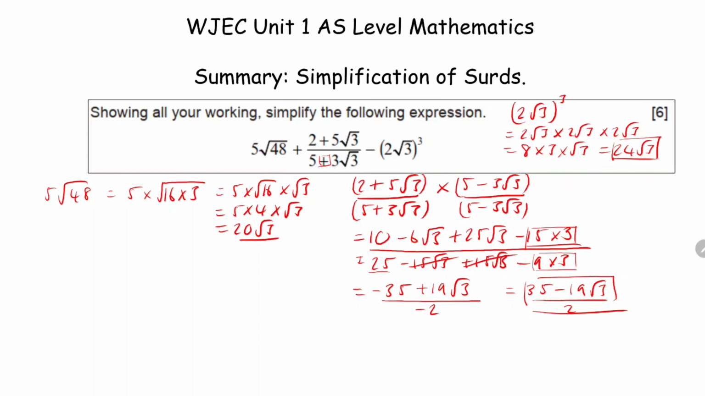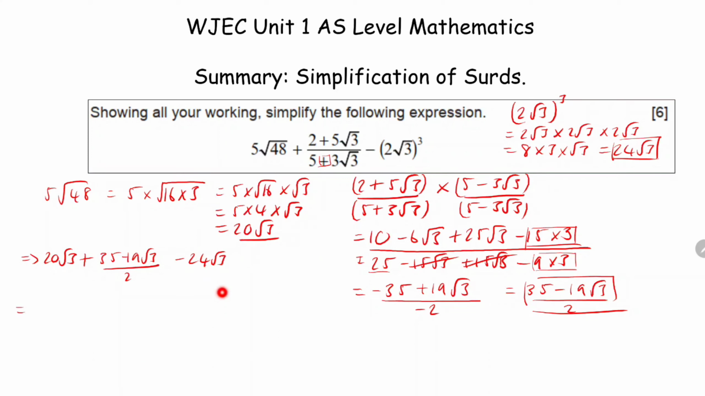So I'm going to write those out here. The first term was 20 root 3. Second term was this 35 minus 19 root 3, so plus 35 minus 19 root 3 over 2. And then the last term was 24 root 3, so minus 24 root 3. Now we need to simplify this further.